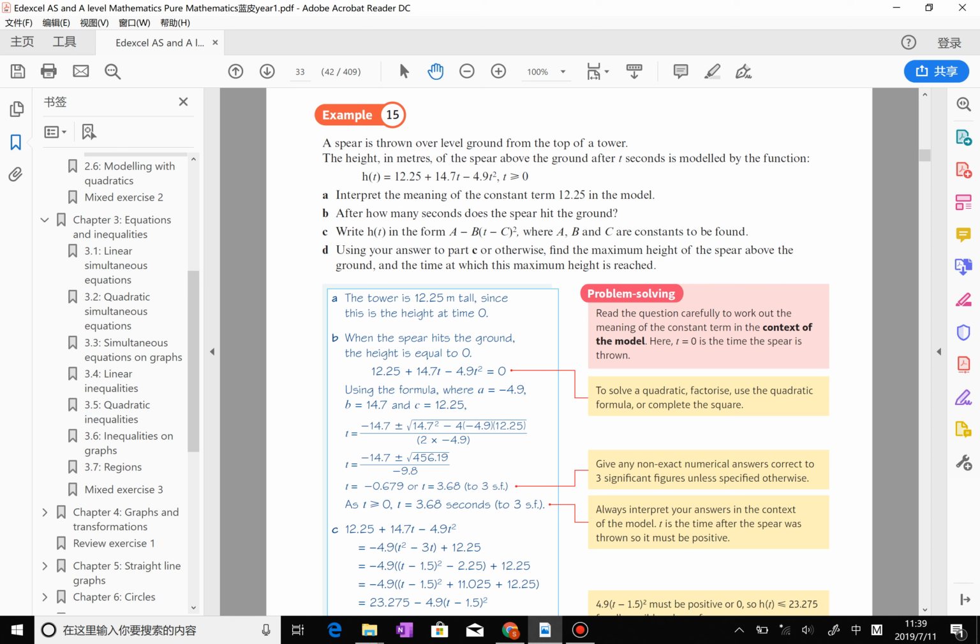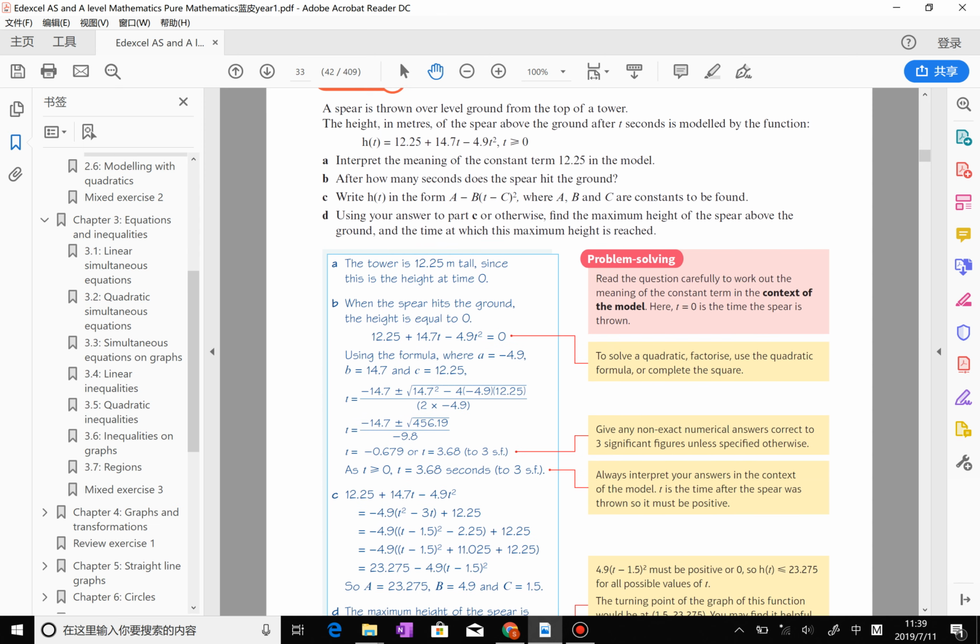So let's look at B. After how many seconds does the spear hit the ground? When it hits the ground, the height equals 0, right? So we set the function 12.25 plus 14.7t minus 4.9t squared equals 0. Then you try to solve the equation. Since it's a complex quadratic equation, it's impossible for us to factorize it. So we use the formula to solve the equation.